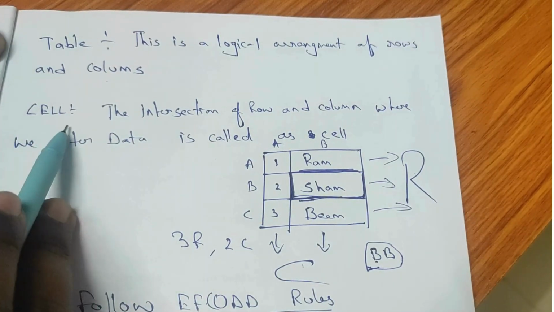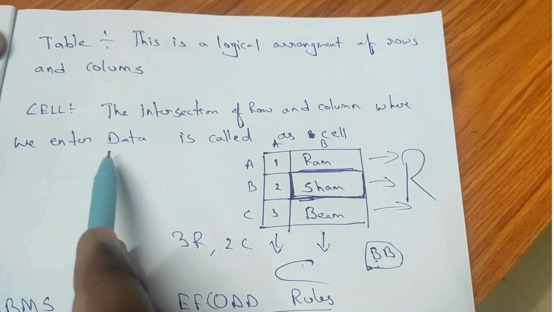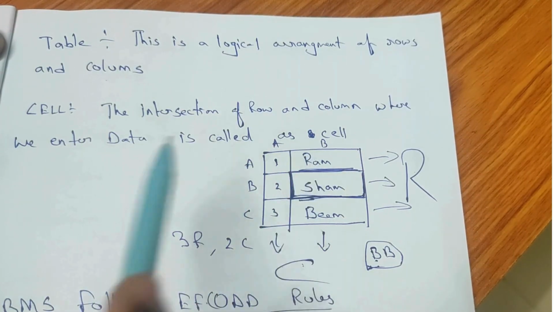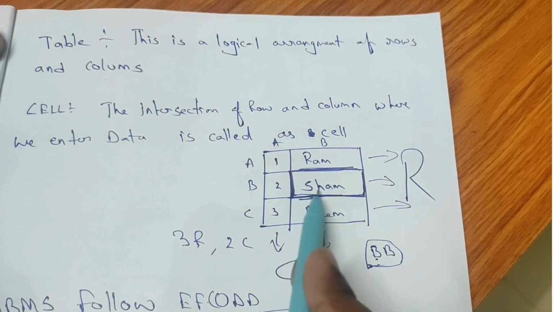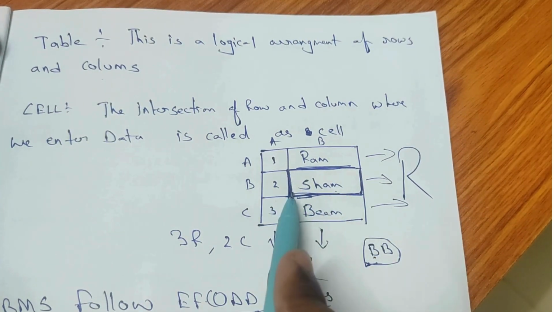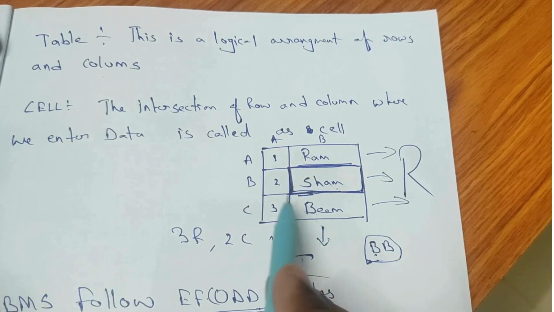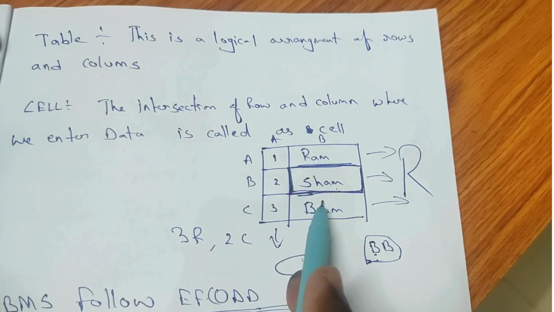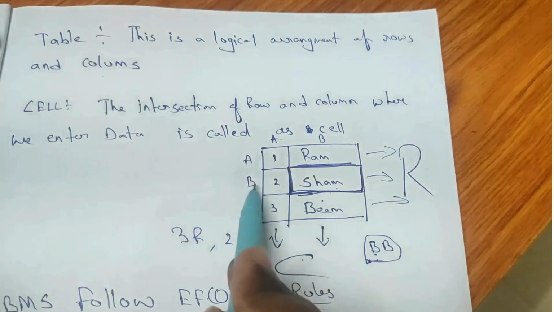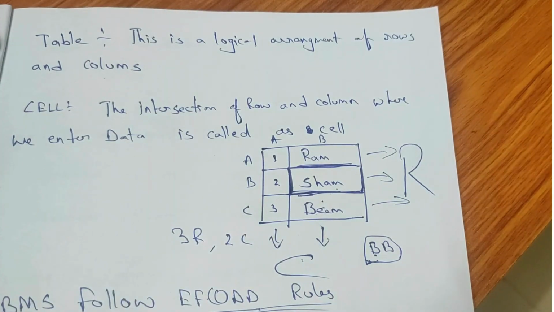And what is a cell? It is an intersection of rows and columns where we enter data, and it is called a cell. Means here we have entered data like Sham. This is a cell. It is an intersection of a row and a column. If you check in Excel, if you select any cell, you'll be getting a combination of the row and column. This is nothing but a cell.